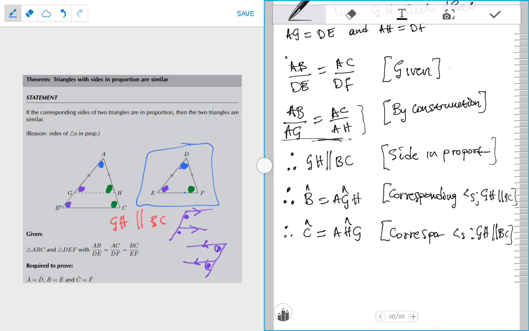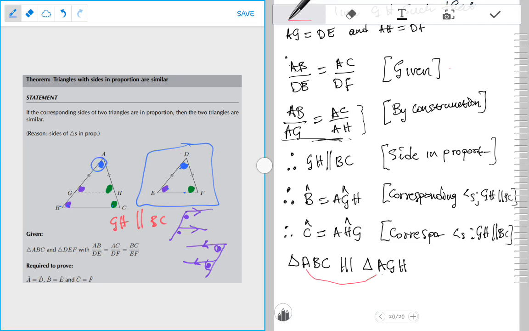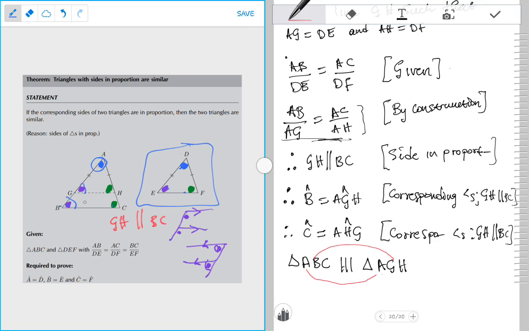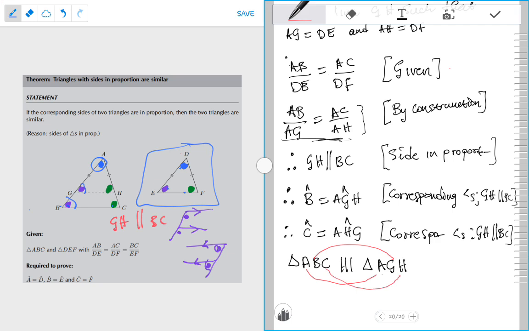Since we see that, therefore we can say that triangle ABC is similar to triangle AGH. Take a look again, AGH. Here A is equal to A, you can see this one is present in both triangles. And then angle B is equal to G, you can see this B and this one, they're equal. And then C is equal to H, you can see that C and H are equal. So basically you should put them like that.